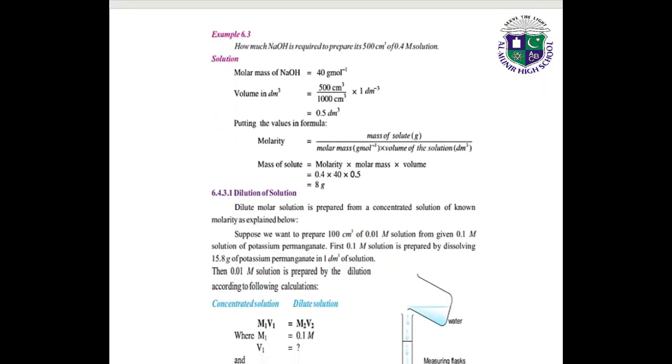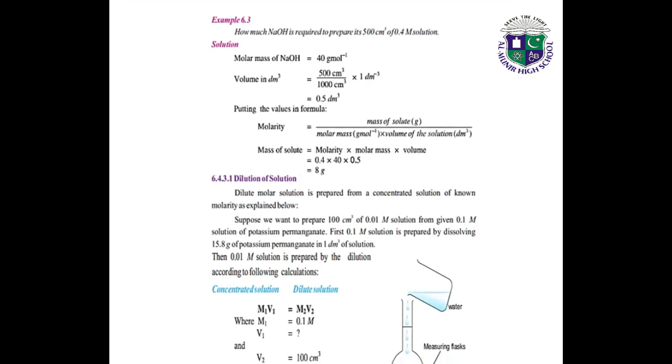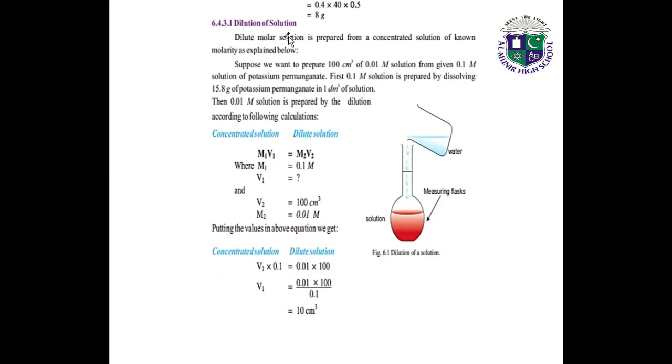Example number 6.3 is the same. We have to find out the molar mass of NaOH. We will find out the volume in decimeter cube, and then we will find the molarity with the help of the above formula. Dilution of solution.